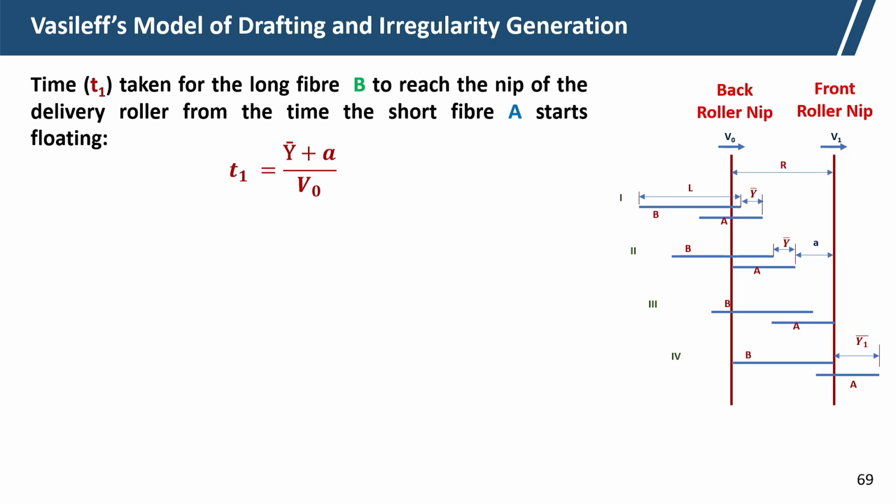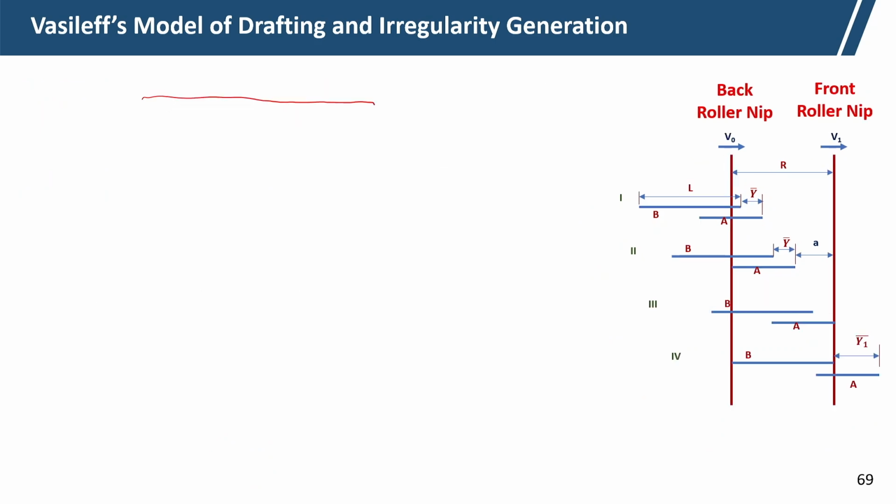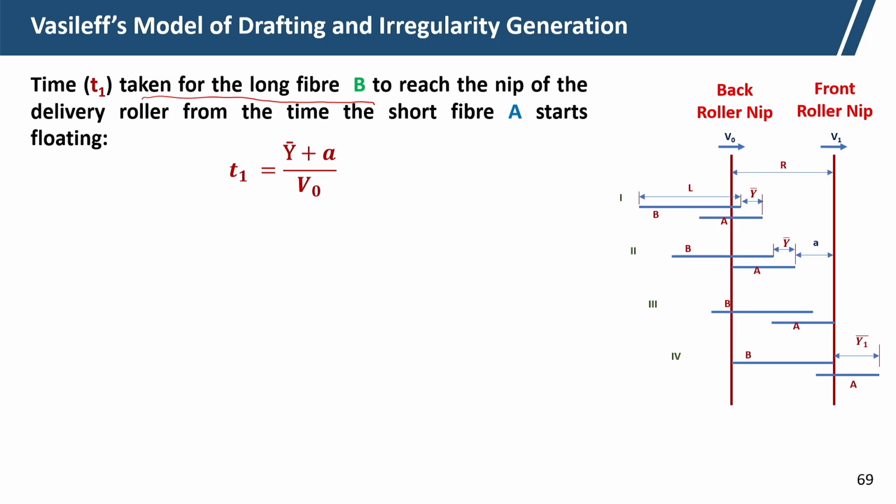Now, the time t1 taken for the long fiber. So, t was the time we have discussed, this t is the time taken by the short fiber to reach the front roller nib. Now, the time t1 taken for the long fiber B to reach the delivery roller nib from the time the short fiber has started floating.